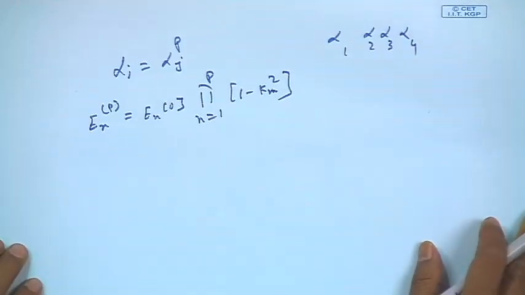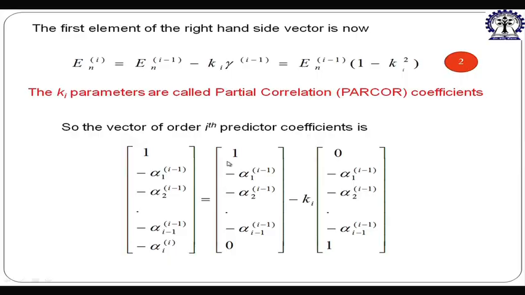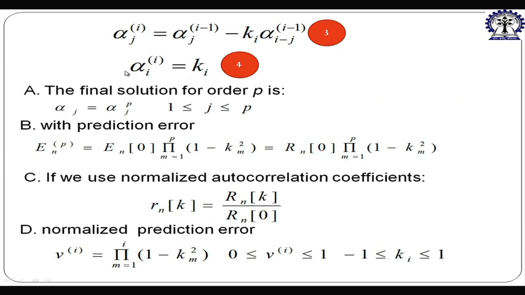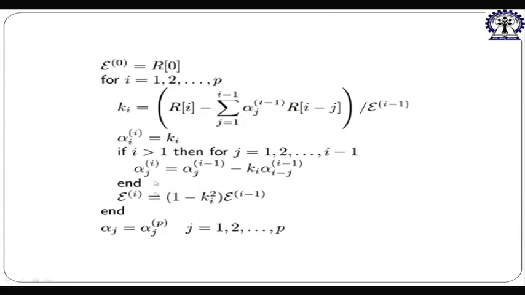So, if I implement these 4 equations in software, then I can calculate the alpha values and I can calculate the prediction error. If we see the next slide, there is an equation.